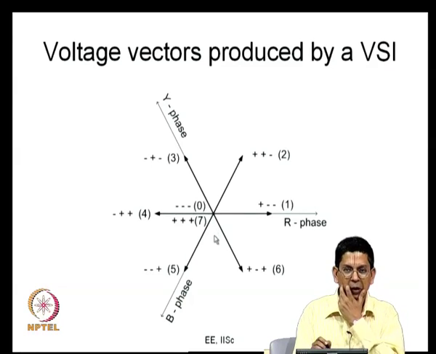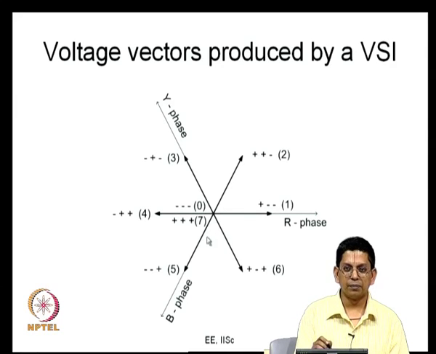You can say that here all VRO, VYO and VBO are equal, and the line to line voltages VRY, VYB, VBR are all 0. Therefore, the line to neutral voltages VRN, VYN and VBN are also 0, V alpha and V beta are 0. These two are called 0 states because there is no transfer of power during these 0 states between the DC bus and the AC side. So, these are called 0 states.